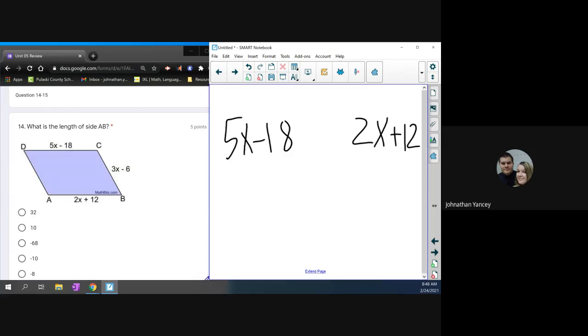So, we have our two sides up here. How am I going to compare them to each other? I put an equal sign between them. Good. If they're the same length, I can say they're equal to each other. And then I have to solve for x.